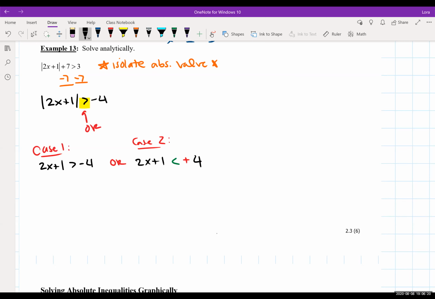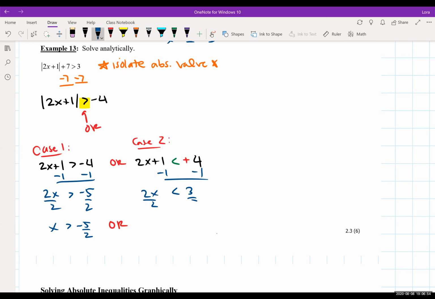So if we do this, you're going to isolate the x. Subtract 1 on each side. We should get 2x greater than negative 5. Divide both sides by 2. We get x is greater than negative 5 halves. Don't forget there will be a link word. Might as well put it in now, the OR. And solve the other inequality. So we should have subtracting 1 from both sides again. 2x less than 3. Divide by 2 on both sides. x is less than 3 halves.